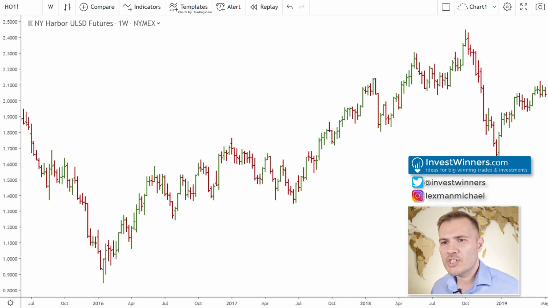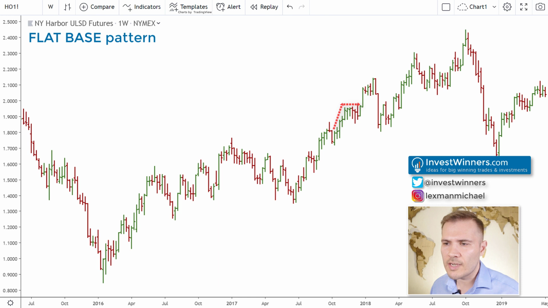This is a weekly chart for heating oil. Pay attention to this area. This is exactly where I start searching for the flat base pattern. In early November 2017, the price began to trade within a certain range. 5 weeks later, the perfect conditions were created for the flat base pattern.